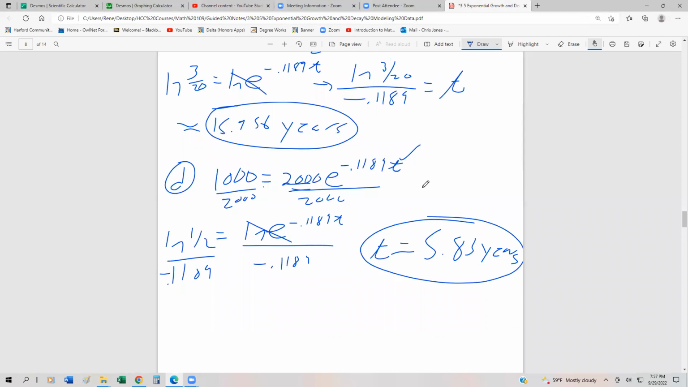All right, so that's all we're going to do with our exponential decay and growth for now, but we still have to go through the logistic equation and Newton's law of cooling, which we'll do in our next videos.